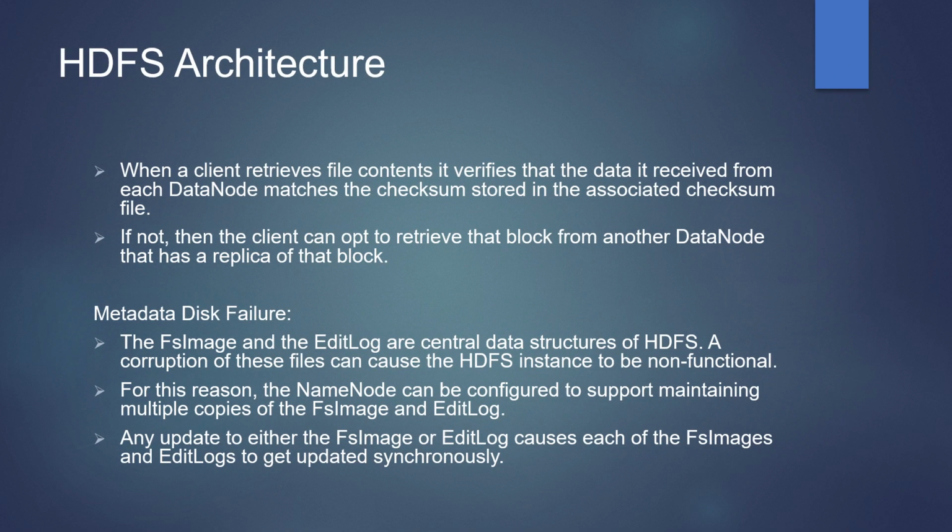When a client retrieves file contents, it verifies that the data received from each node matches the checksum stored in the associated checksum file. If not, then the client can opt to retrieve that block from another data node that has a replica of that block. This is how integrity is maintained.